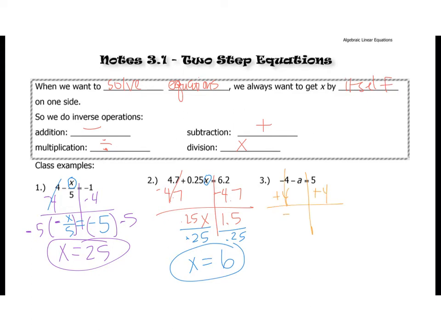So now I have negative a equals 9. If you don't have a number in front of your variable, I always put a 1 there so that I remember that I have to divide by negative 1 since it was negative a. So a equals negative 9.